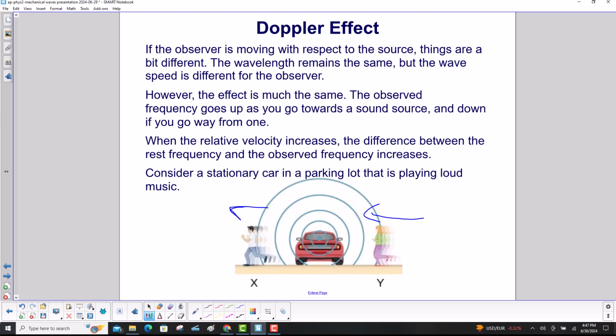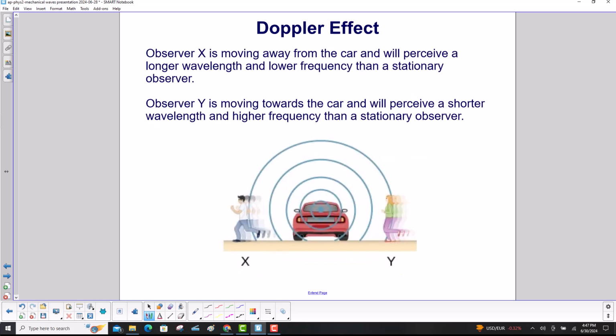Consider a stationary car in a parking lot that is playing loud music, and the loud music is symbolized by those waves. Observer X is moving away from the car and will perceive a longer wavelength and lower frequency than a stationary observer. Observer Y is moving towards the car and will perceive a shorter wavelength and higher frequency than a stationary observer.